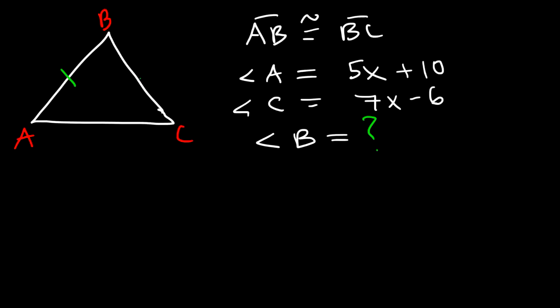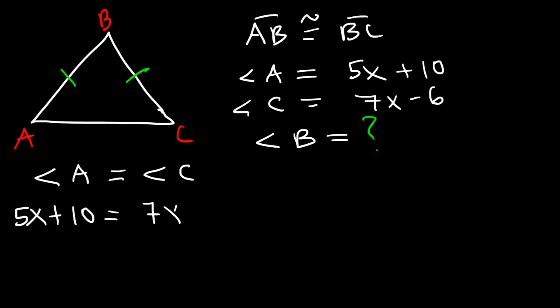So we know that AB is congruent to BC. And according to the angle side theorem, the angles opposite to that must be congruent. So therefore, we can make the statement that angle A is equal to angle C, which means that 5x plus 10 is equal to 7x minus 6. If we could find the value of x, then we could find the measures of angle A and C, and therefore angle B. So what we're going to do is subtract both sides by 5x, and add 6 to both sides simultaneously.